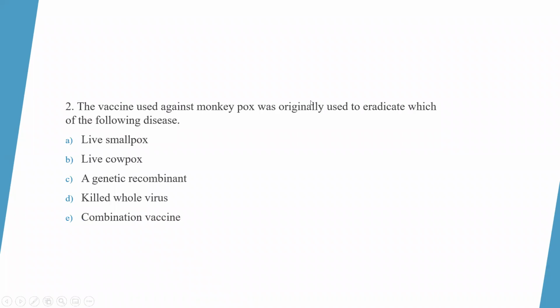The vaccine used against monkeypox was originally used to eradicate which of the following: live smallpox, live cowpox, a genetic recombinant killed virus, or a combination vaccine? A. Yes, it's A. It's the live smallpox vaccine that was originally used, and it was used for monkeypox because the diseases share some kind of cross immunity.